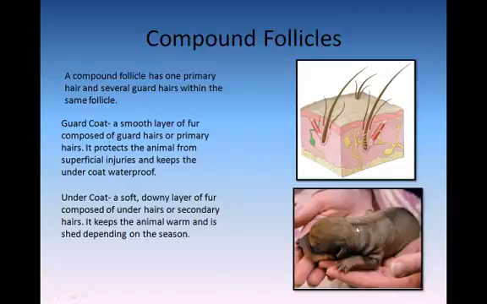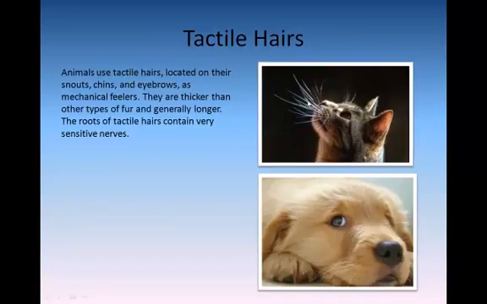The third kind of fur is tactile hairs, or whiskers. They're also on the eyebrows and chin of most animals, not just the cheeks. Tactile hairs are wider and generally longer. They are more likely to catch a highlight because of their relative position.